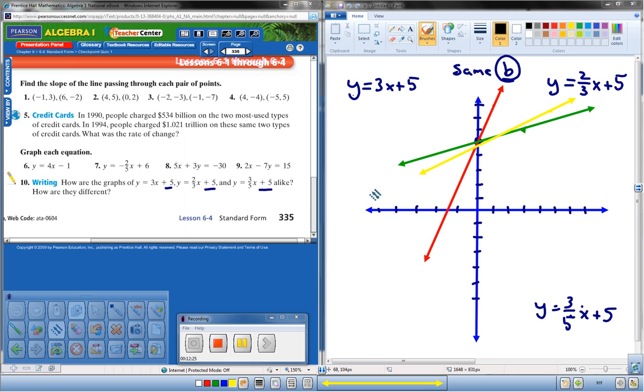For this question, you did not necessarily have to graph them, but you would say how they are alike: they have the same y-intercept. How are they different? They have different slopes.